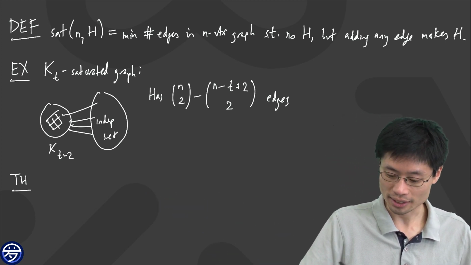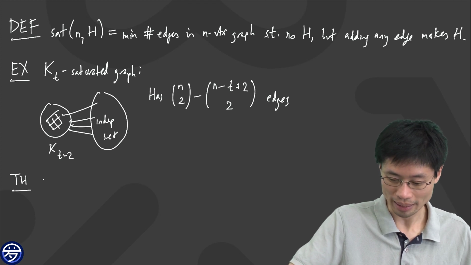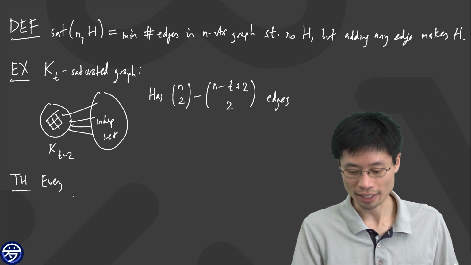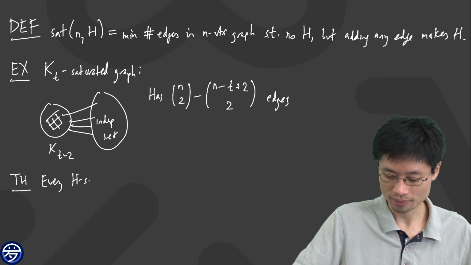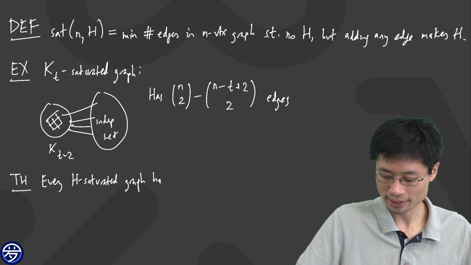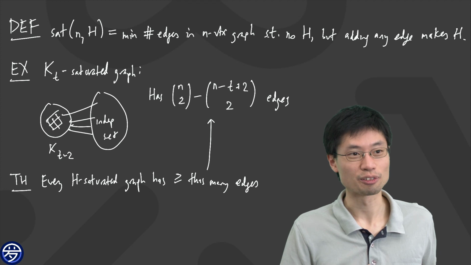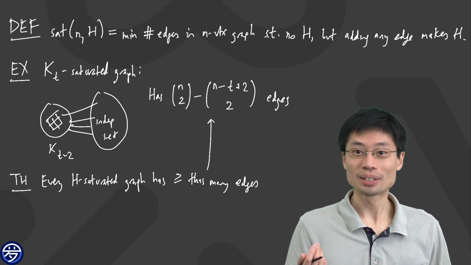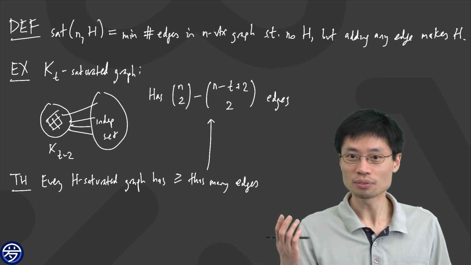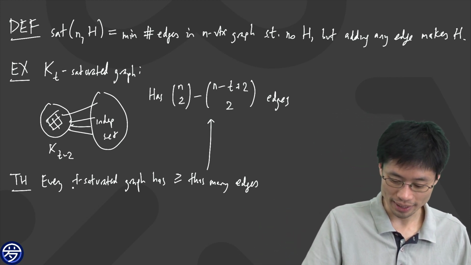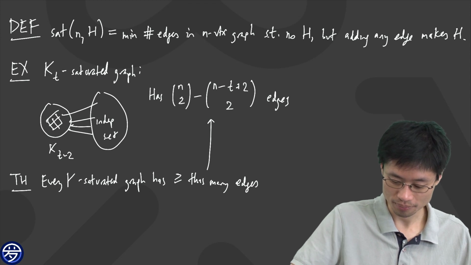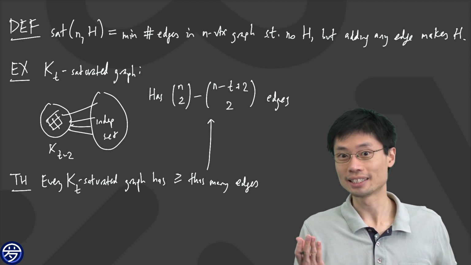And what we have here is that the theorem says this is actually the minimum. So let's say every saturated graph, every K_t saturated graph, has at least this many edges. And this many is the formula that we wrote. Okay, so now we need to prove something like this. Every K_t saturated graph has this many edges.